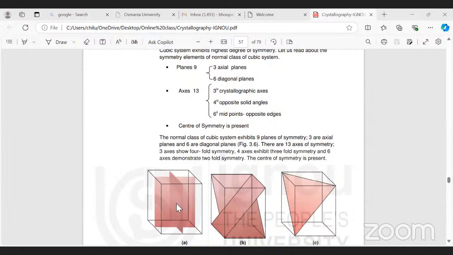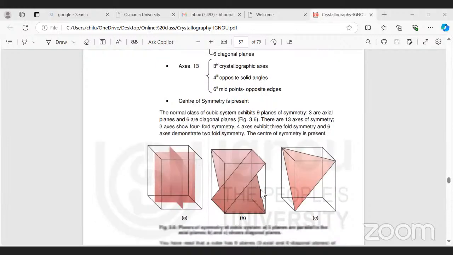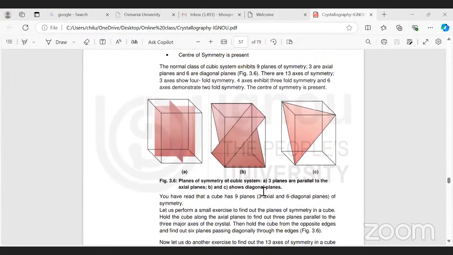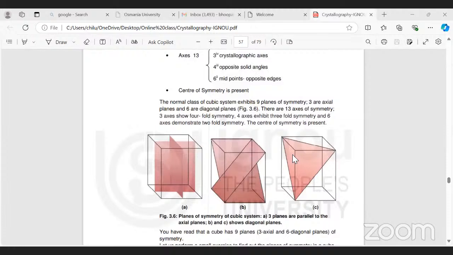Three are the axial planes according to the axis, and six are the diagonal planes. Just imagine this one. And axes also here.